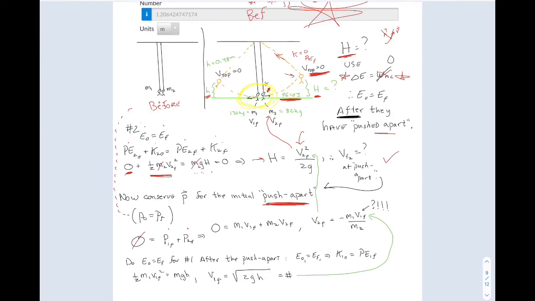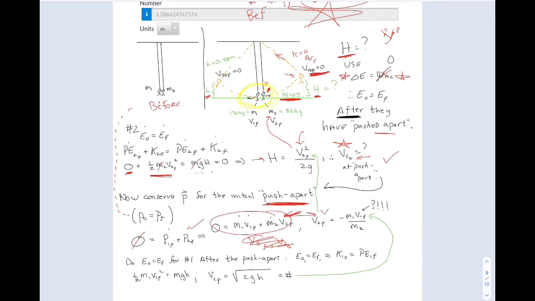So P1 final is M1 V1 final. P2 final is M2 V2 final. I'm trying to find V2 final. I know I kind of swapped notation, that's okay. Here I have V final for person 2, here I have V2 final. I didn't mean to swap the notation, but as long as you can understand which one it is, that's fine. It really should be V2 and then final, or V2 and then initial. So that's good.